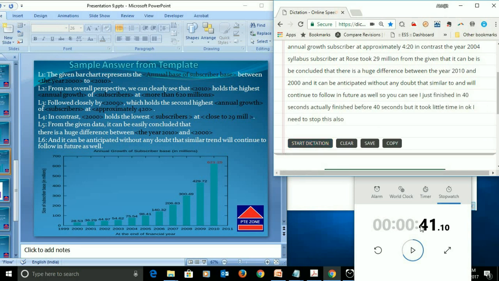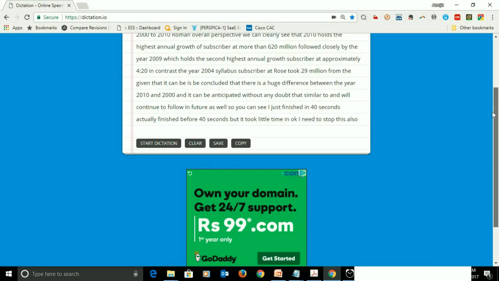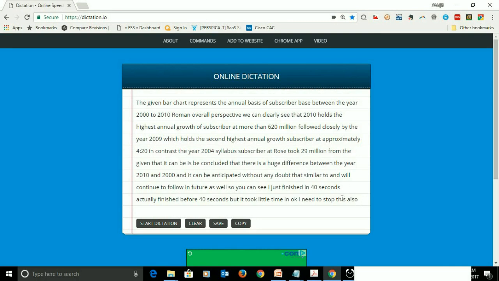Right. So what I was saying is that I stopped before 40 seconds, and you can see I have written so much. I have spoken so much.